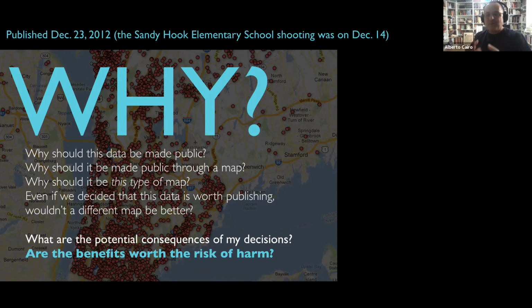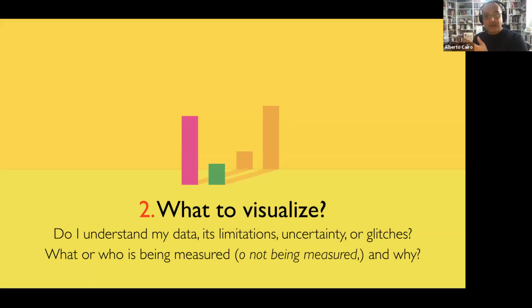This is similar. Why don't we ask the people who are being represented in the map what they think about being represented in this way, in this particular map? We need to think about the people who are being represented in our numbers. That can help us answer that question: should my visualization exist? The second one is what to visualize.